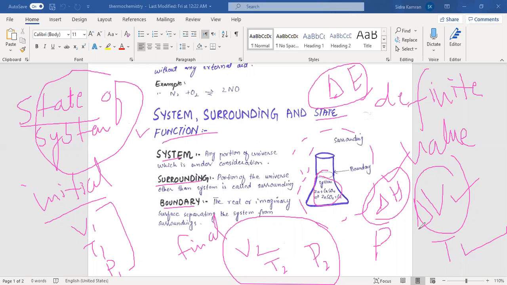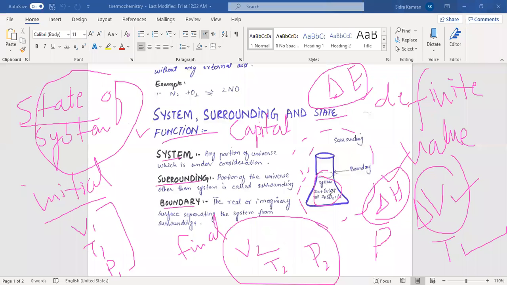When we are talking about thermochemistry, state function is a very important term. A state function is always represented by a capital letter. If you are talking about a state function, you have to write the capital: E is capital, H capital, volume V capital, temperature T capital, P capital. So a state function is always written as a capital letter.